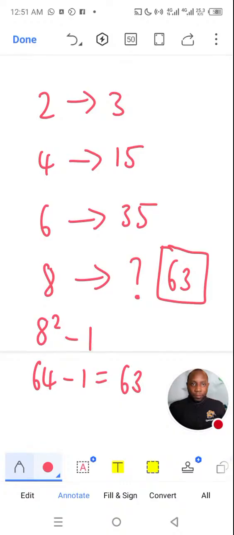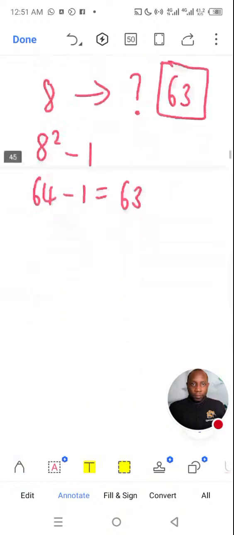So let's look at another question. Let me just write the puzzle here.